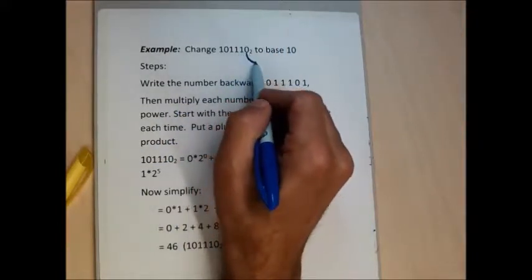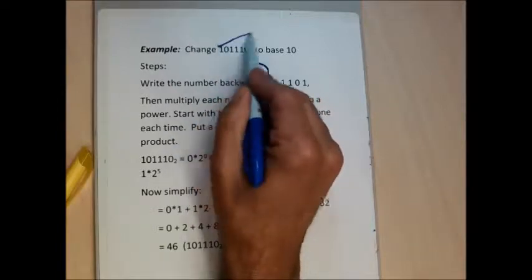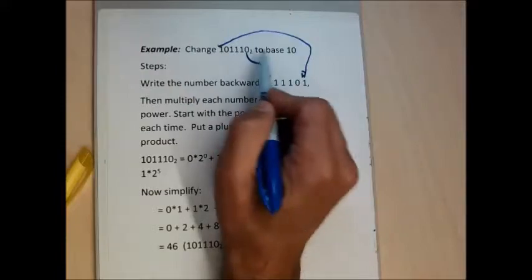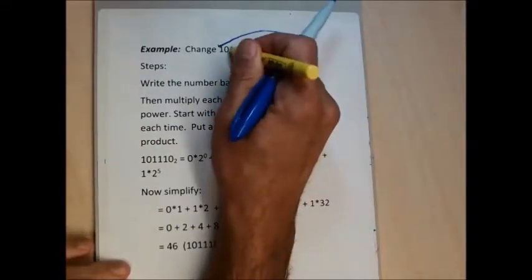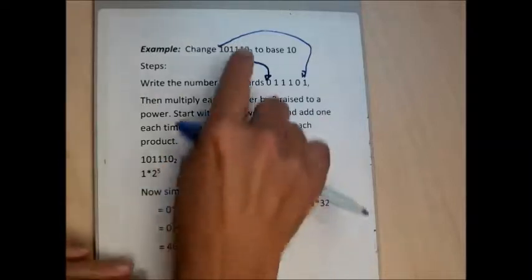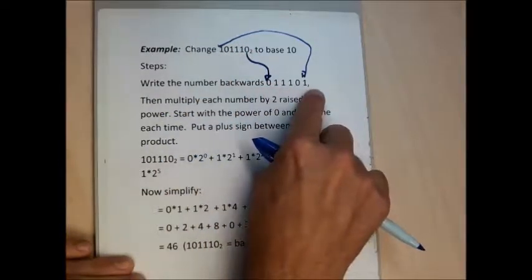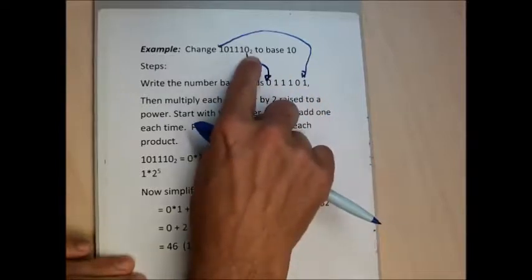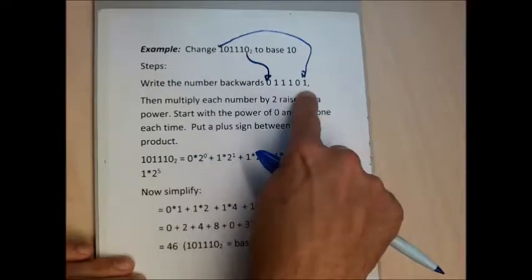So writing the number backwards, I write this 0 first, that 1 last. I just take these numbers and write them backwards. So I wrote 011101. So this 011101 is the number written backwards. So to convert from a base that's not base 10 into base 10, the first thing you do is you take your number and you write it backwards.